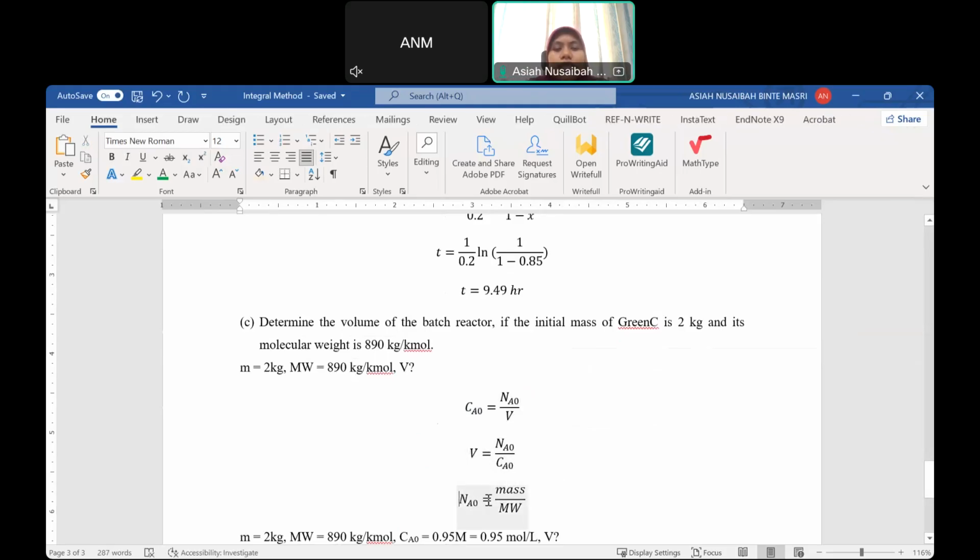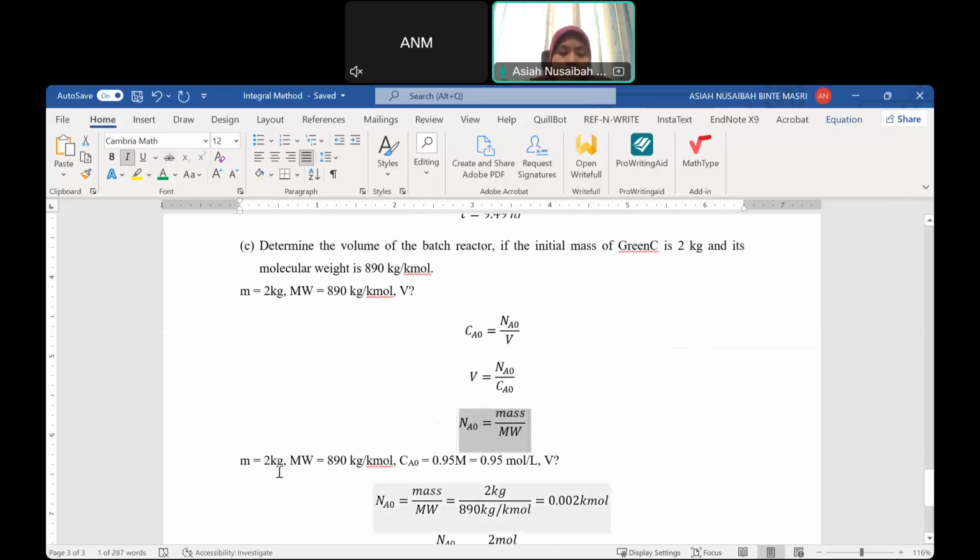NA naught is equal to mass over molecular weight. Why did we choose this equation? Because mass is given and molecular weight is given. So based on mass and molecular weight, basically we can find the mole. So we can find the initial mole, which equals mass over molecular weight. We know the initial mass is 2 kilograms, and the molecular weight is 890 kilogram per kilomole.